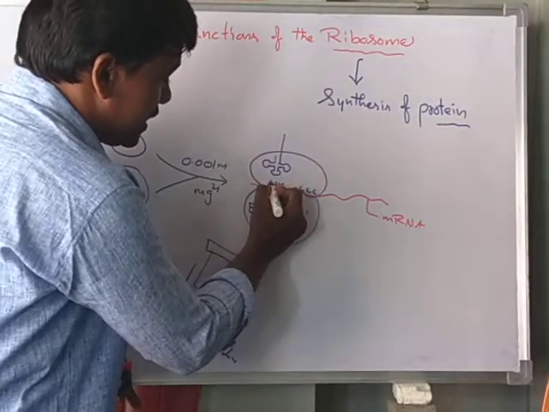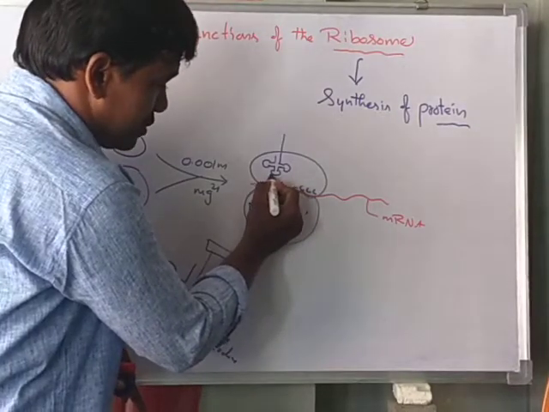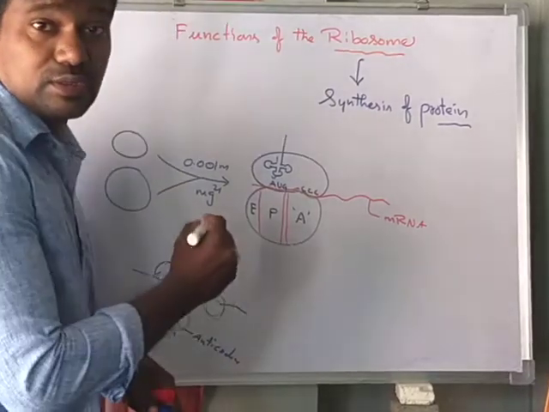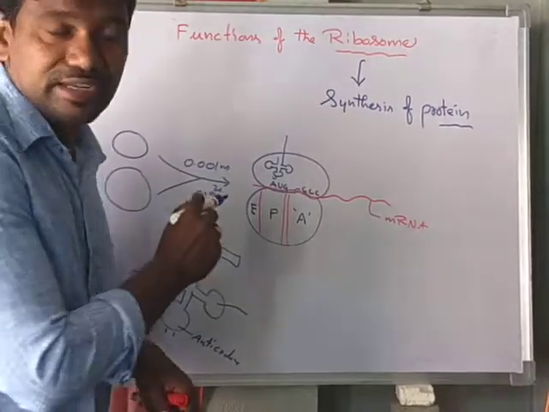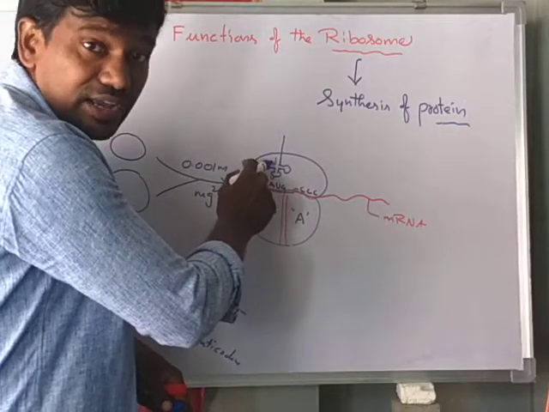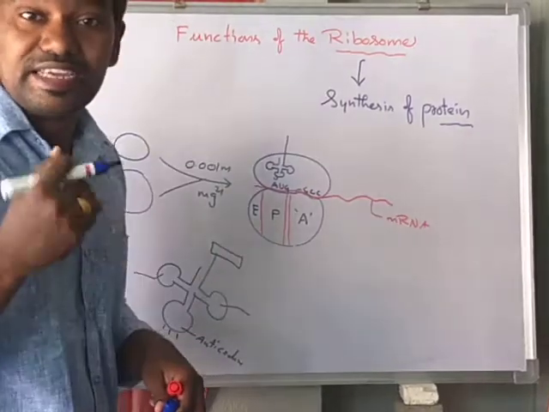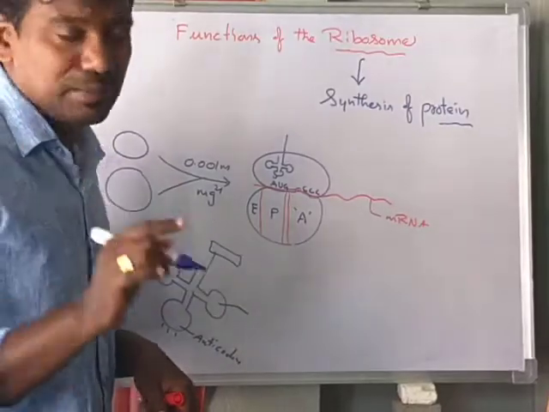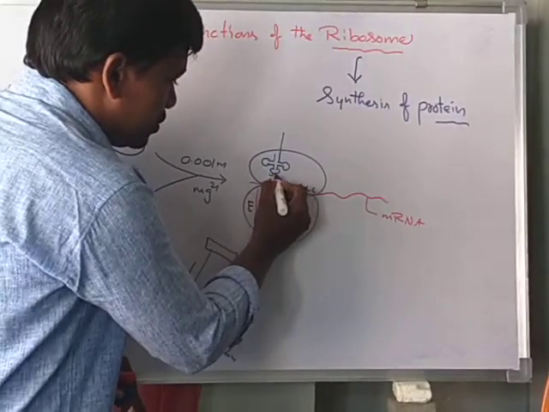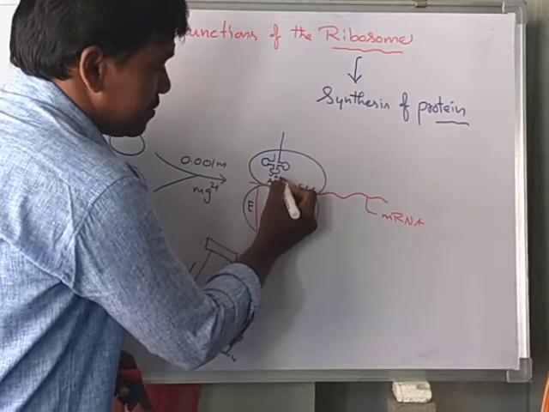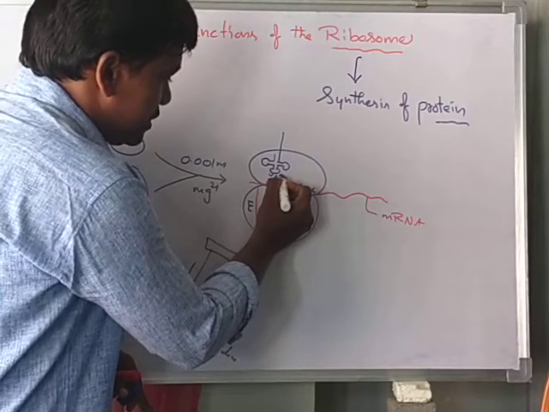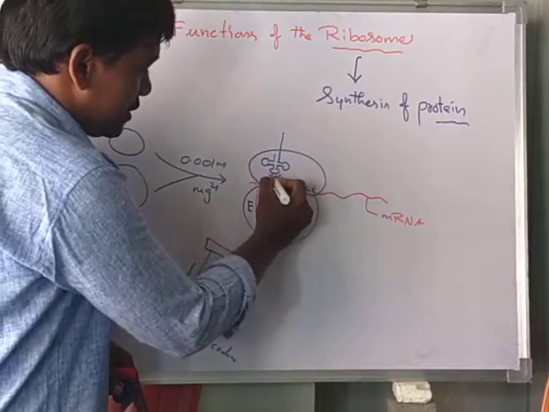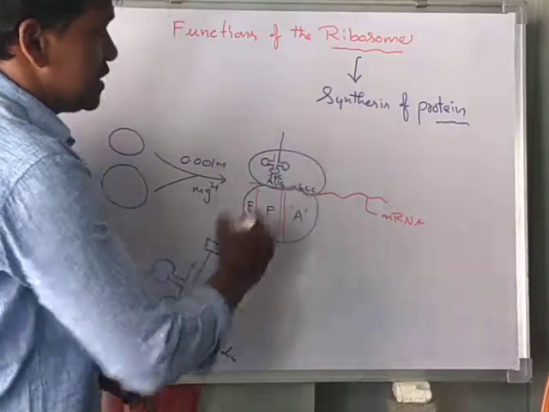That means here there is A, and the A binds with U. There is no T because it is RNA, so thymine is replaced by U, uracil. So here is U, that means here is A, and C binds with G, G binds with C. Like this, the complementary anticodons are bound here.